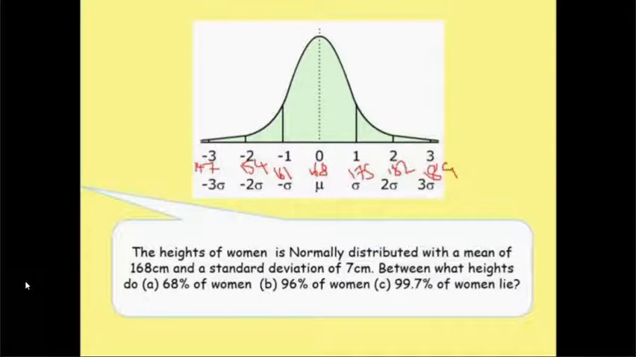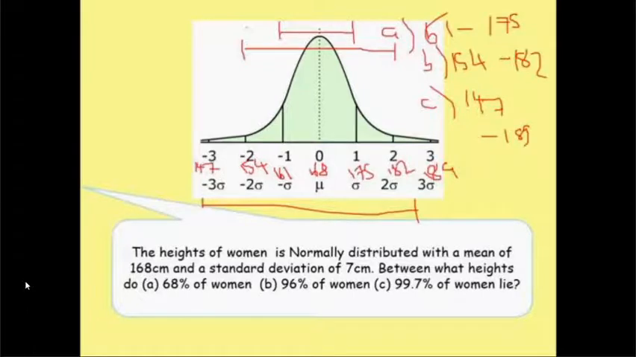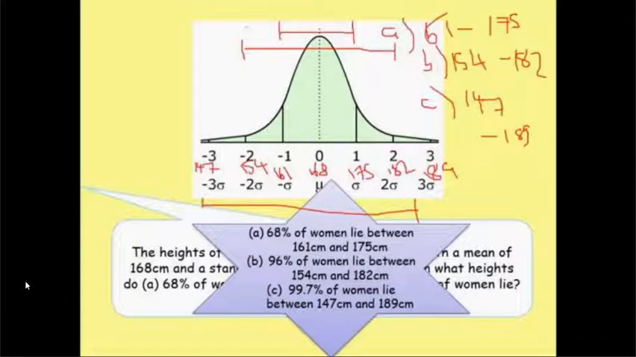Now let's deal with the question. 68% of women. Alright, so that's going to be this one and that one. So 68% is going to be 161 to 175. And 96%, which is actually going to be 2 standard deviations, which again is going to be 154 and 182. And my last bit, which is 99.7%, which is going to be all of it, not all of it, but 3 to 3, is 147 to 189. Here you go, there's your actual answers if you want it written neatly.